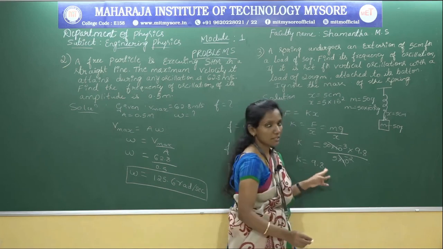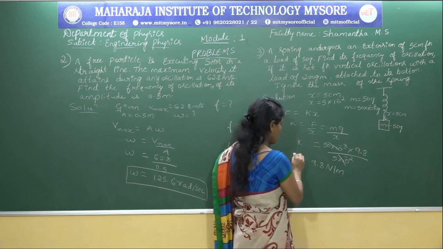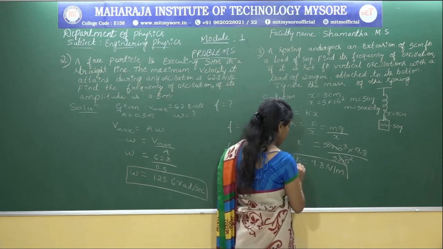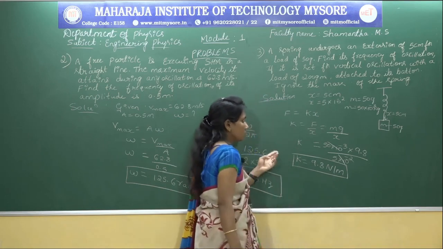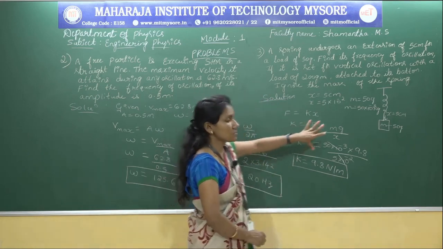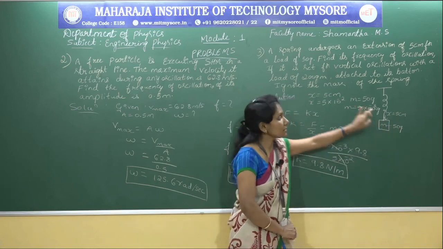So, what is the unit for spring constant? Newton per meter. K is equal to 9.8 Newton per meter. So, this is about this spring when it is attached with the mass of 50 gram.